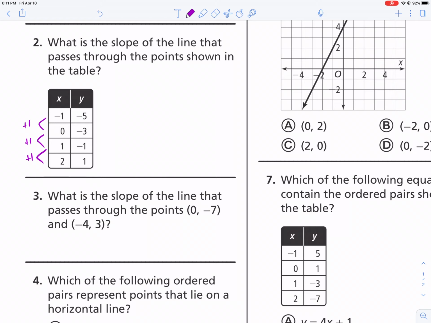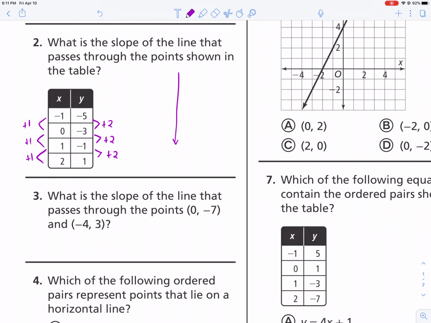We don't have to maybe double it or divide it. So if I go from -5 to -3, I'm going to increase by 2. If I go from -3 to -1, I'm going to increase by 2. And if I go from -1 to 1, I'm going to increase by 2. And so for all of these, they are consistent. Now you don't have to just use the table.